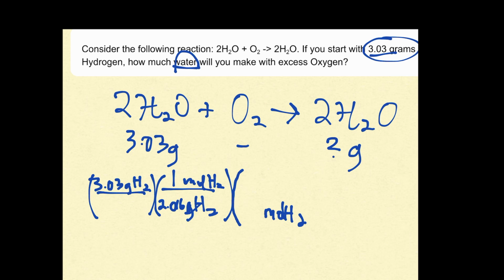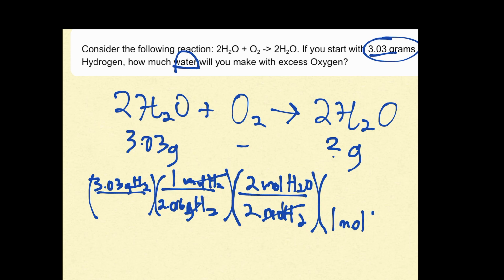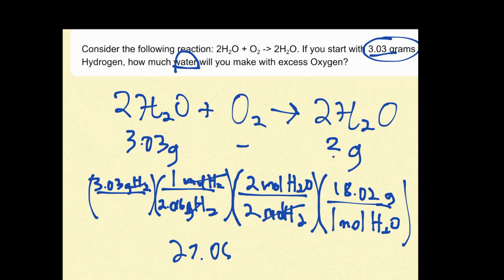Next, we have moles of hydrogen, but we need to get to moles of water. To do this, we use our coefficients. Like I mentioned before, the coefficients of a balanced reaction always represent the amount of moles that will react. We know that for 2 moles of hydrogen, 2 moles of water are produced, so we put 2 moles of hydrogen on the bottom and 2 moles of water on top. Now, we go from moles to grams by multiplying by the molar mass of water, 18.02 grams, to get our final answer, 27.08 grams of water.